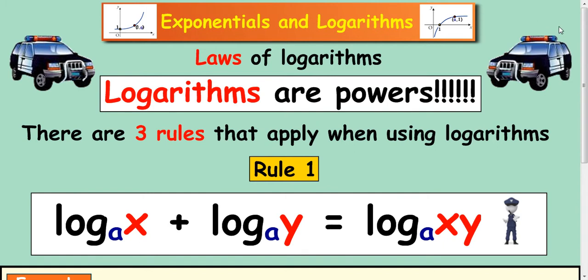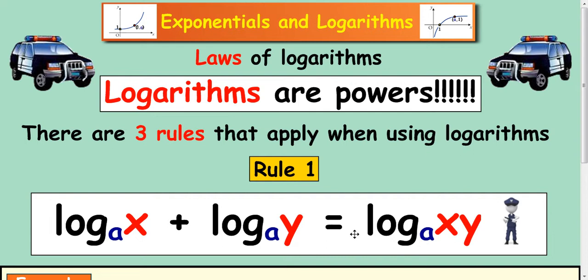In this lesson we're going to look at laws of logs. We're going to look at how to add them together, subtract them, and another rule at the end, rule 3, to do with powers.